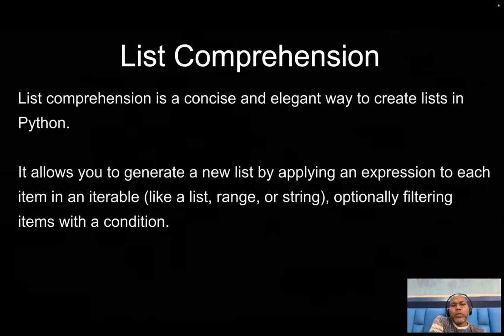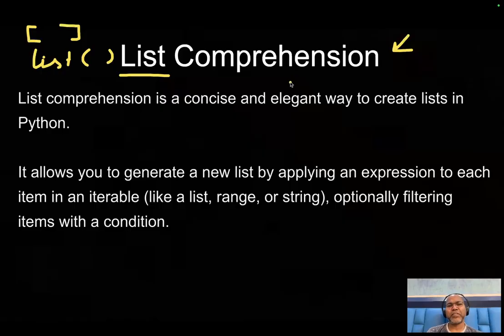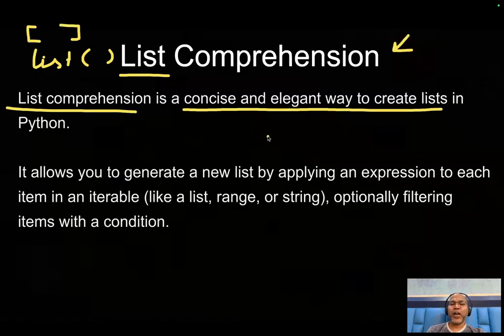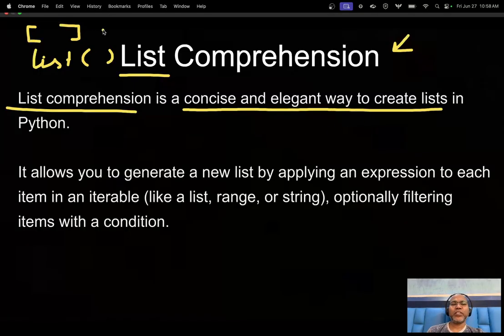Let's talk about list comprehension. What is this? This is another way you can create a list. Generally, we discussed that a list can be created using square brackets or using the list constructor. But now you can also create a list in Python using list comprehension. What is list comprehension? List comprehension is a concise and elegant way to create lists. So it is another way you can create a list, not just the two ways.